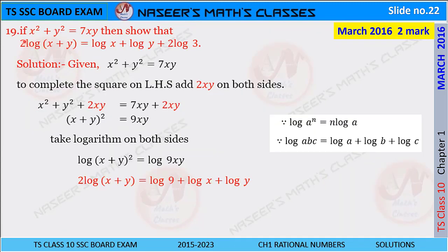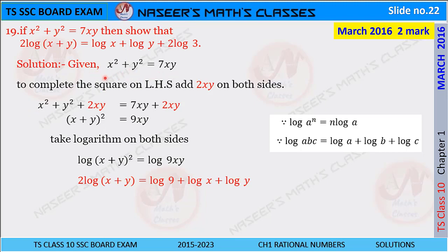Going to solve 19th question, that is, if x square plus y square is equal to 7xy, then show that 2 log x plus y is equal to log x plus log y plus 2 log 3. This is for 2 marks March 2016. So first of all, write the given x square plus y square is equal to 7xy.